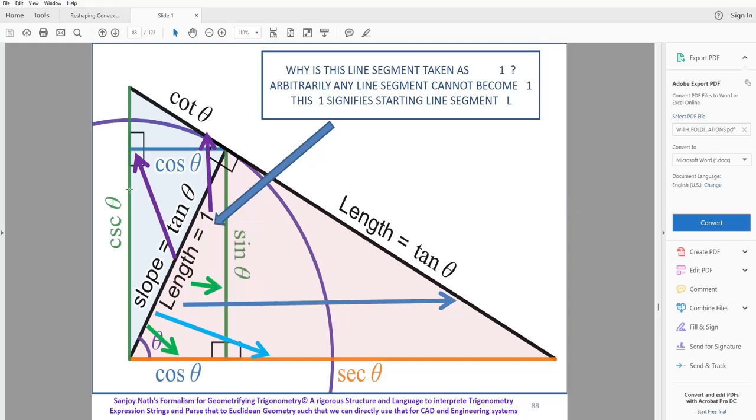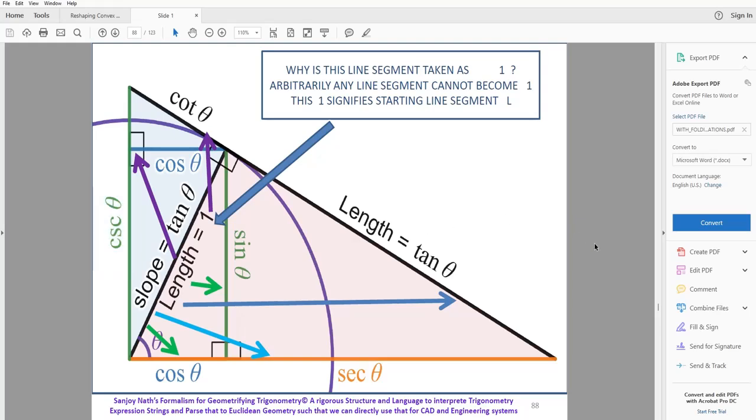Consuming the same line segment L as a base and constructing the perpendicular, then we use tan theta. Consuming the same line segment L as a base but constructing the hypotenuse, then we use sec theta. Consuming the same line segment L as the perpendicular and constructing the base, then we use cot theta. Consuming the same line segment L as the perpendicular but constructing the hypotenuse, then we use the cosec theta.